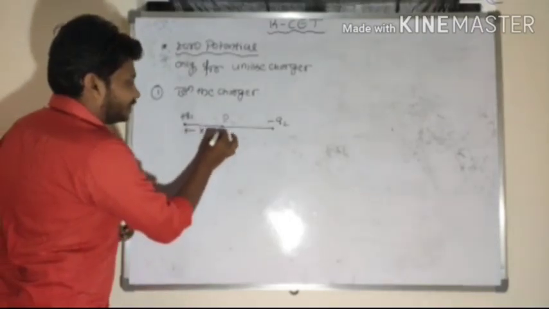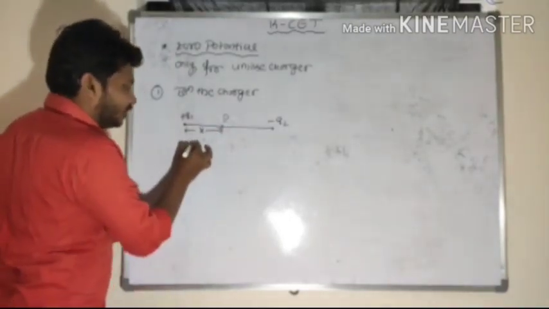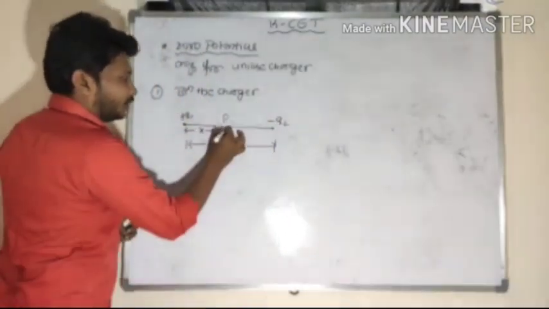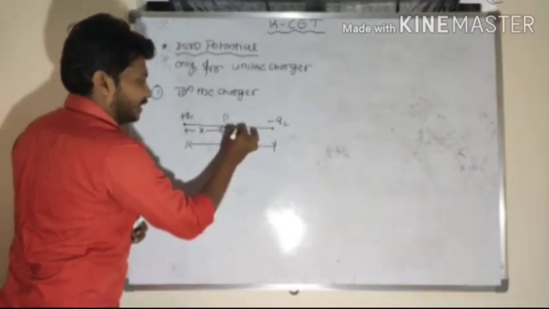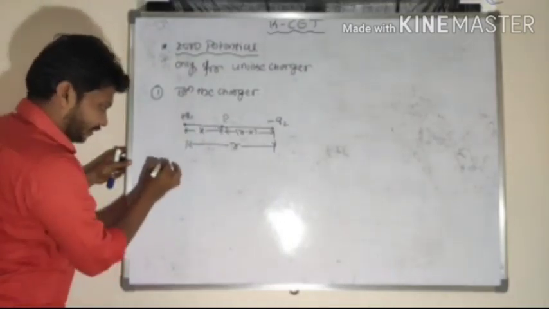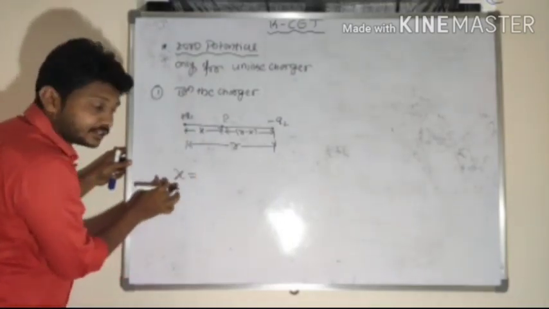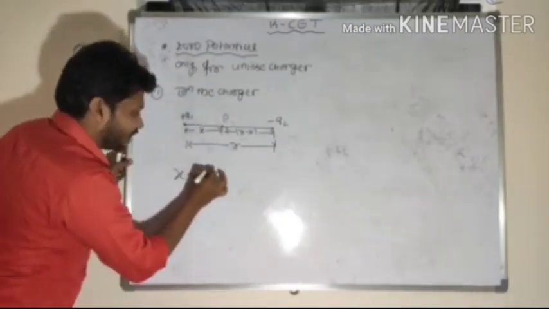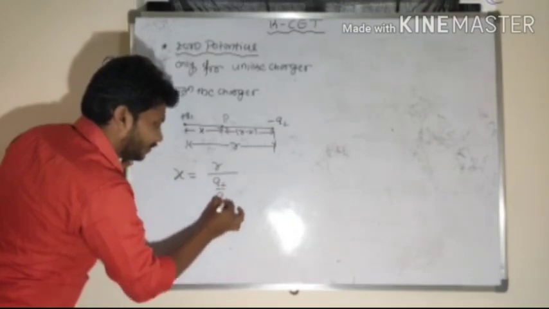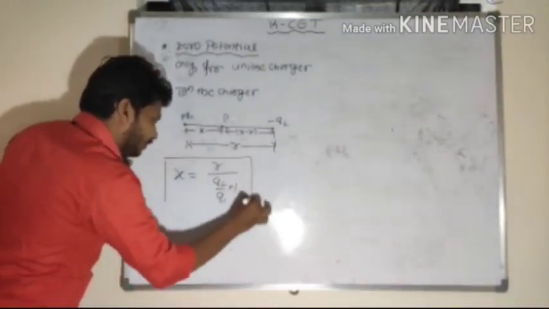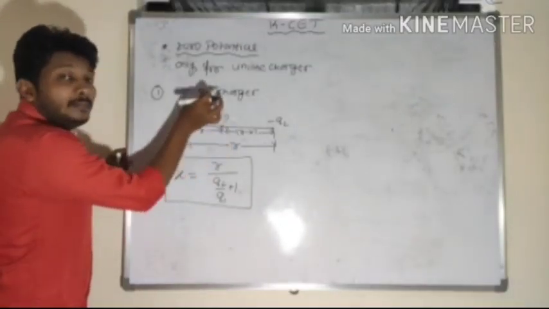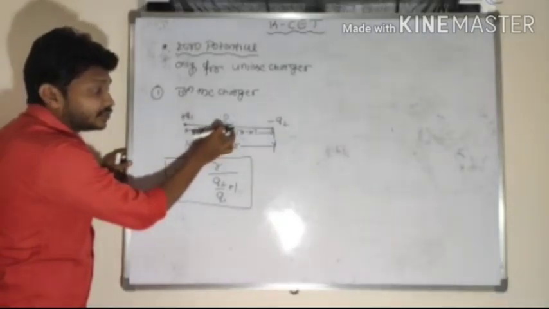This point P is at a distance of x from the first charge. Total distance between plus Q1 and minus Q2 is r. Then the remaining distance is r minus x. To get the zero potential from charge Q1, x is equal to r divided by Q2 by Q1 plus 1. This is the equation for zero potential when it exists between the charges.